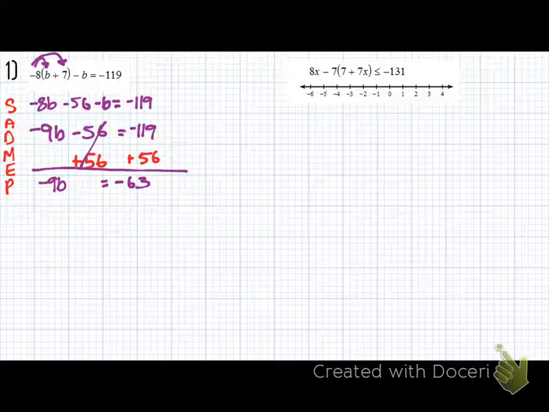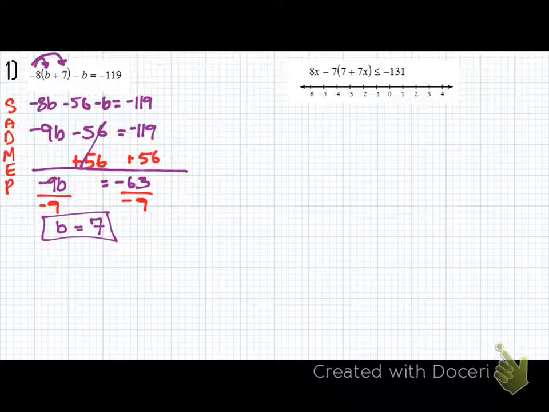-119 plus positive 56 is -63. Okay, so I have to be careful with my signs now. Then I'm going to divide both sides by -9. That's the only thing that's left because -9 is being multiplied by b. Eyes up here. Okay, so I'm dividing both sides by -9. So we got b is equal to positive 7.